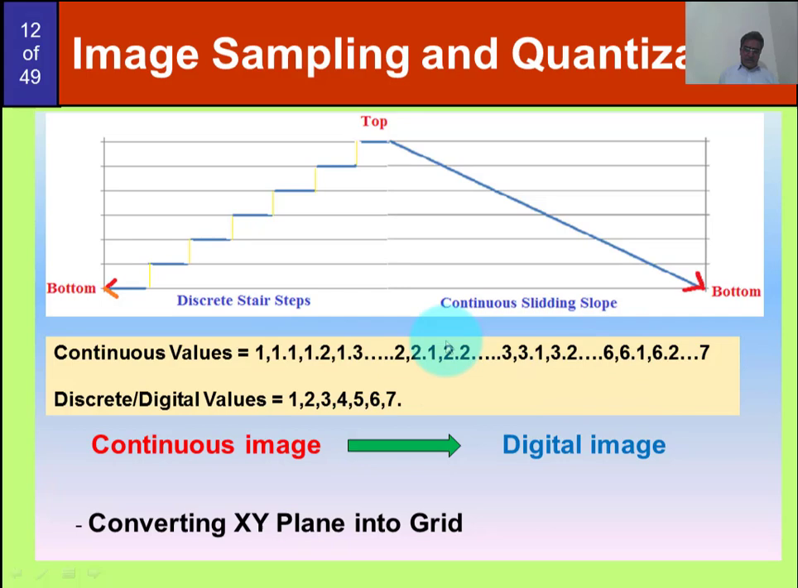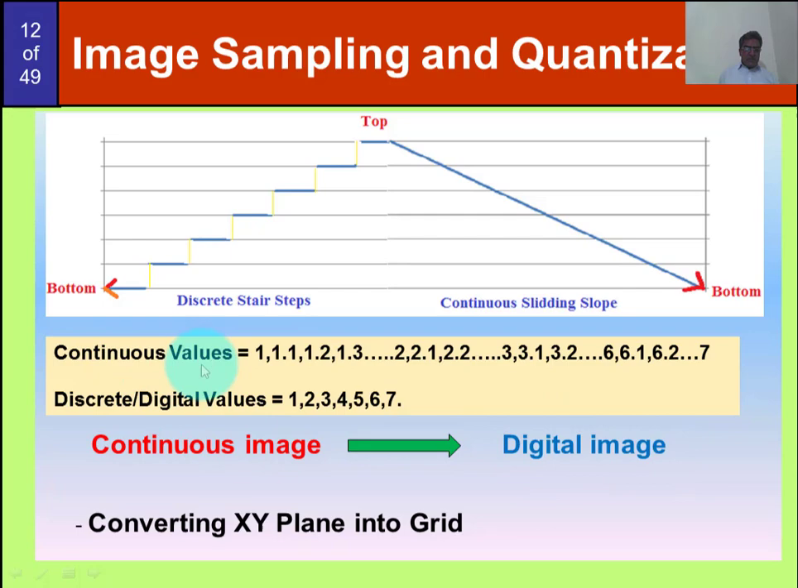So how can we clear this concept? Actually, why do we require the concept of continuous and discrete values? Because we have to convert the continuous image into a digital image, and this conversion is done with the process of sampling and quantization. So before going into the detail of conversion of a continuous image into a digital image, we have to clear our concept of continuous values and discrete values.